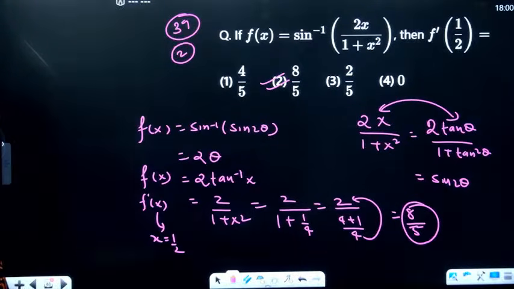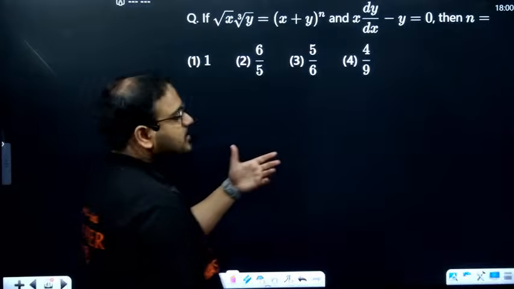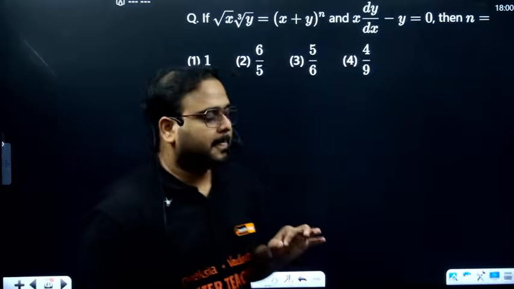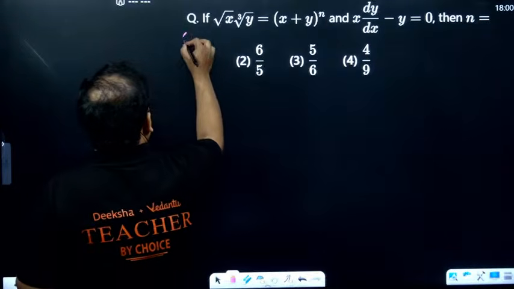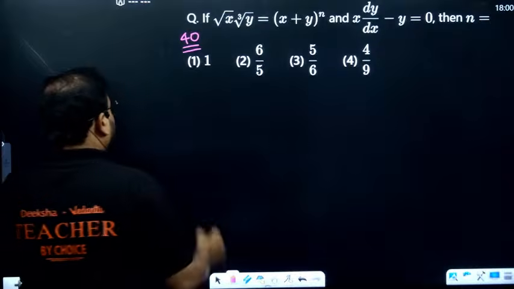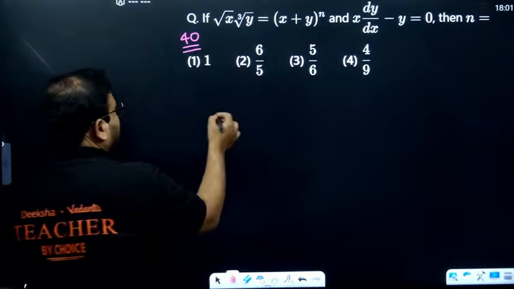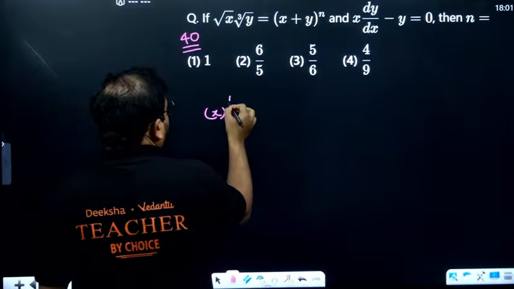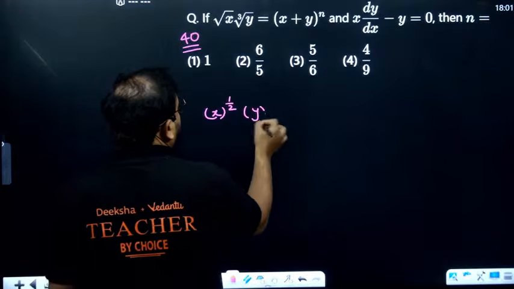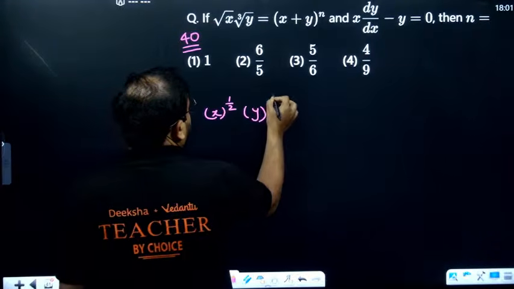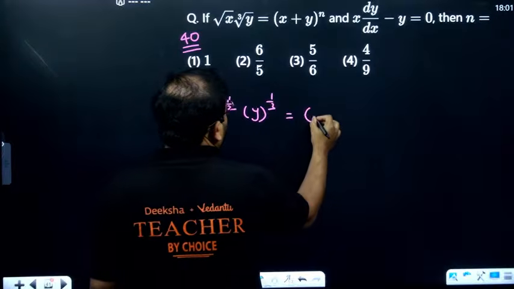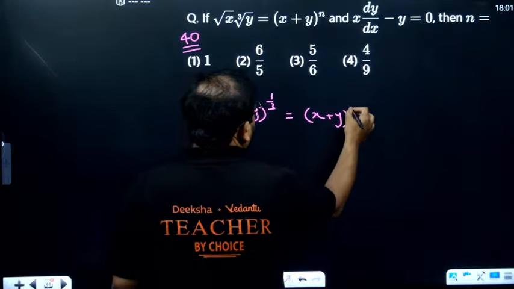This is the last question from this year, okay? Question number 40. Square root of x means x power 1 by 2. y power 1 by 3 equals x plus y power n.